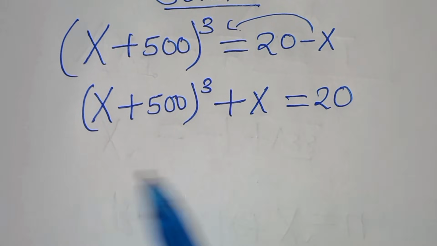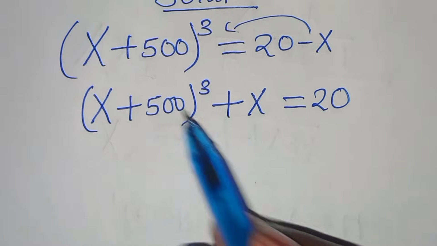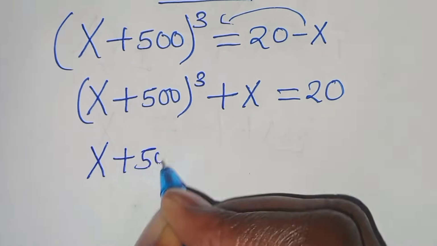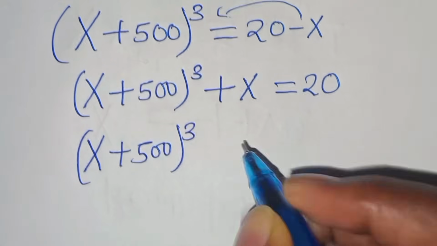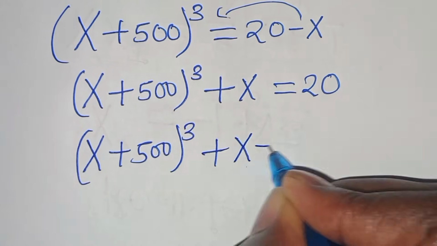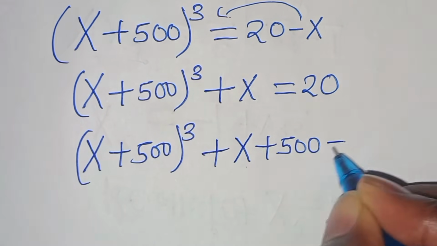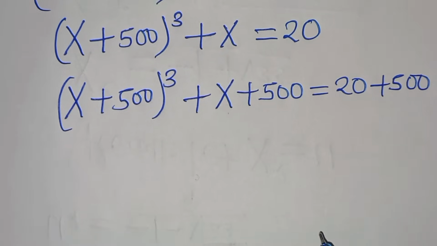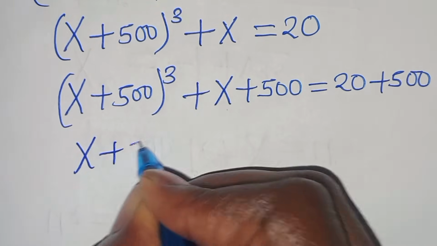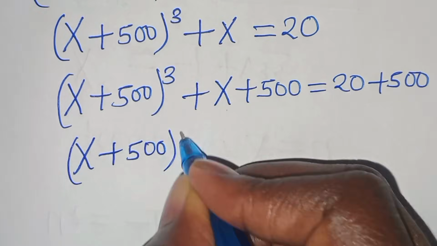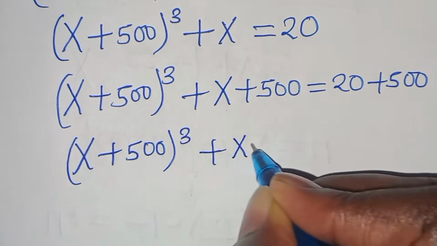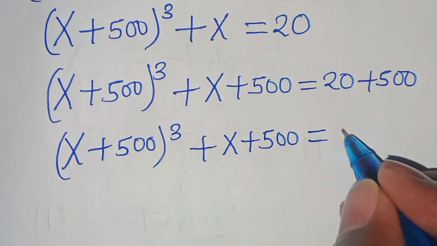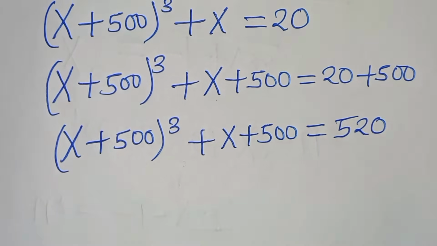Now, the next step from here: we have x + 500, so let's add 500 on both sides, so that we have (x + 500)^3 + (x + 500) = 20 + 500. This is equal to 520.